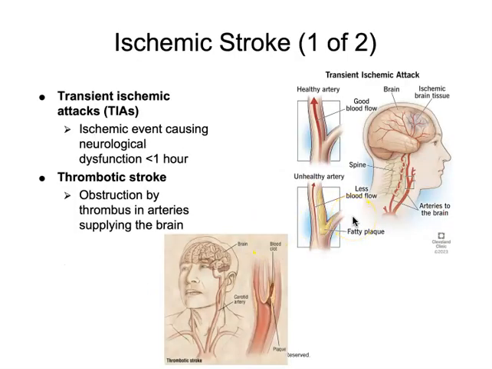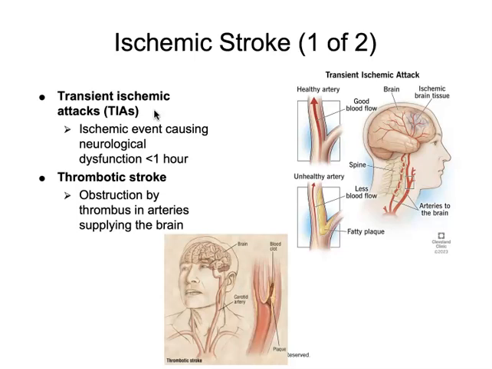And an ischemic stroke can occur when the blood flow to the brain is blocked, and it's mostly due to a clot. And the warning sign for this is a transient ischemic attack, or a TIA, which is a temporary ischemic event that's going to cause neurological dysfunction lasting less than an hour. While the symptoms will resolve, TIAs indicate that we are at high risk for a future stroke, and we don't want to ignore that, right?